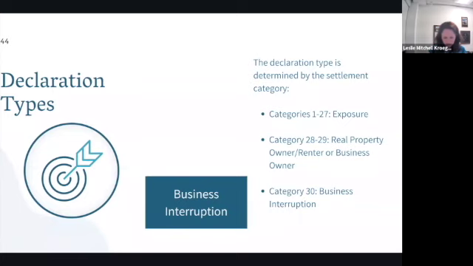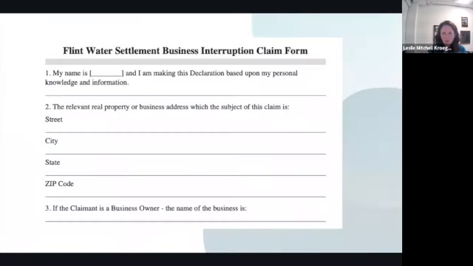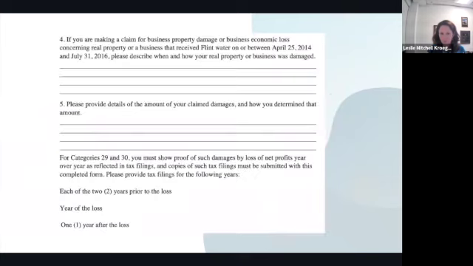Okay. Business interruption, Beth? All right, they all kind of start the same. So my name is, put in your name, you're doing this declaration on your own behalf. They want to know what is the property or the business address that's the subject of your claim that you're saying your business is interrupted. If it is a business name, number 3, you put in the name of the business. Next page. All right, and here's where they really want to know what you lost. So if you're making a claim for business property damage or economic loss, describe how your property or business was damaged. They want some details.